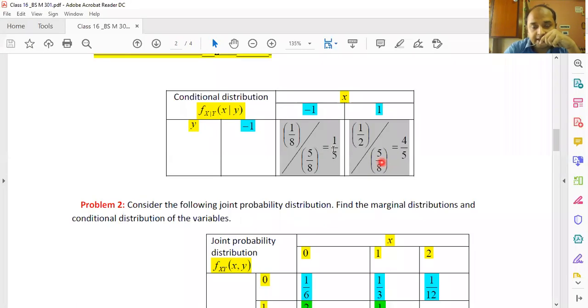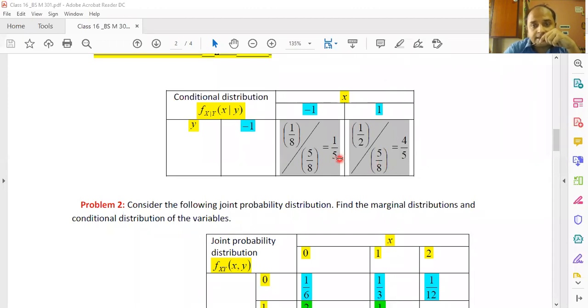So the first conditional probability is coming out as 1 by 5, and the second conditional probability is coming out as 4 by 5. Okay, now here is another beauty. If we add these two conditional probabilities, you are getting 1 again. 1 by 5 plus 4 by 5 is equal to 1. Now this problem is done.